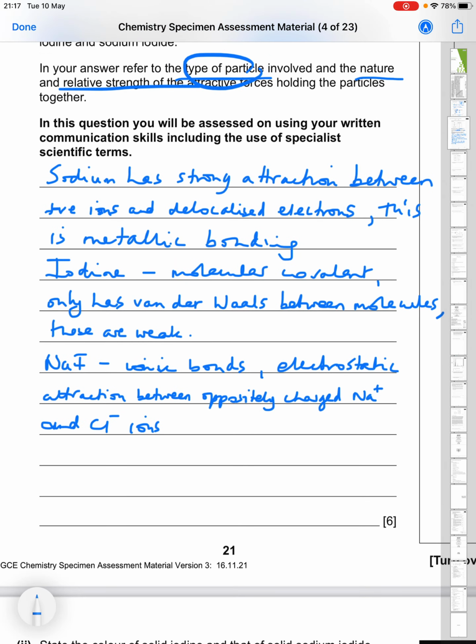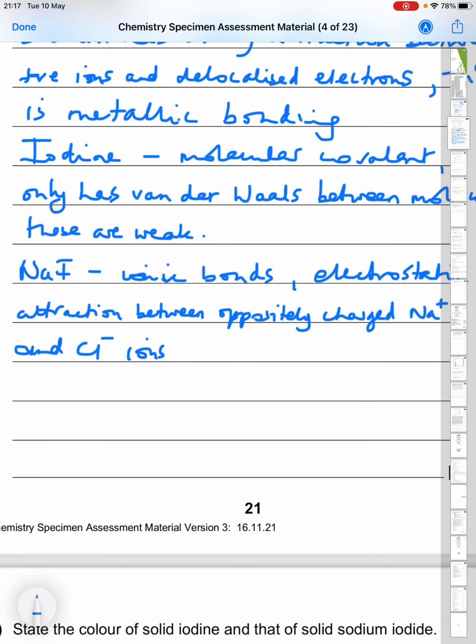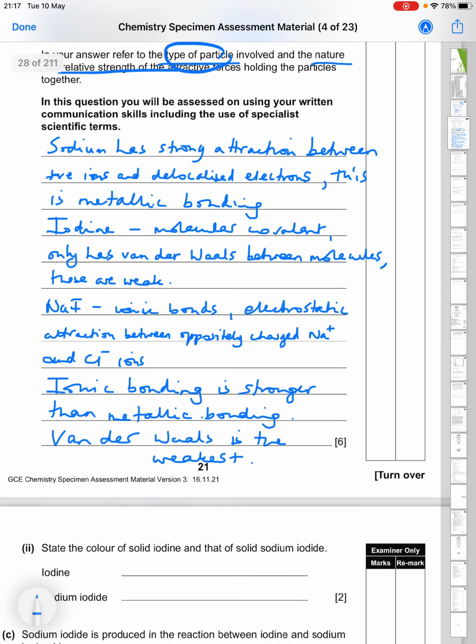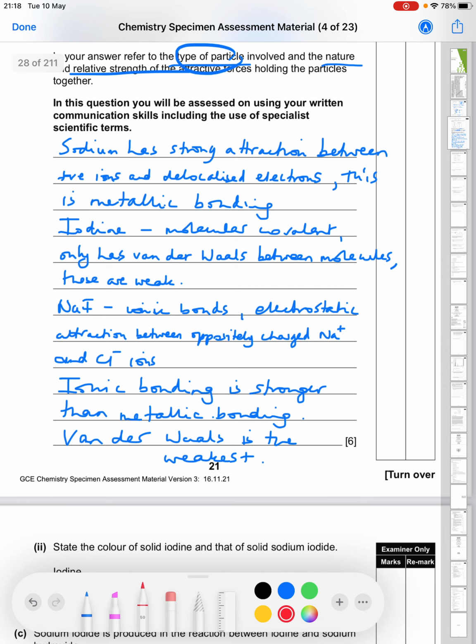Okay, so I think I've described the types of particles. Now I need to say the relative strength. So ionic bonding is stronger than metallic bonding. And van der Waals is the weakest. So I think that covers everything.